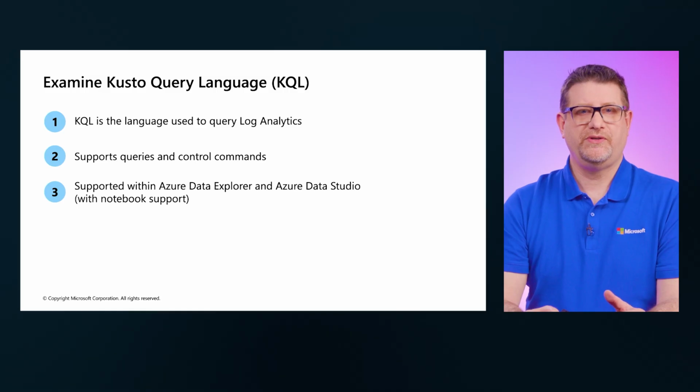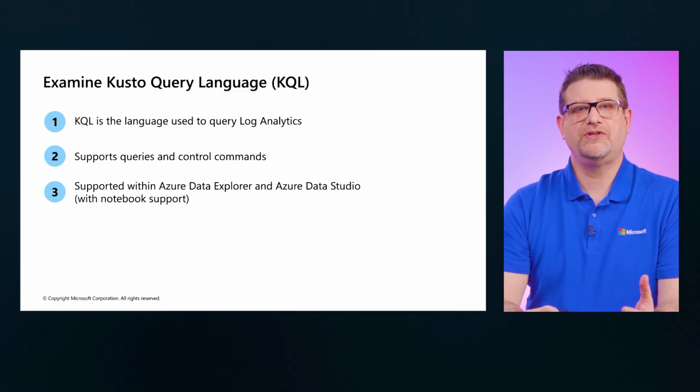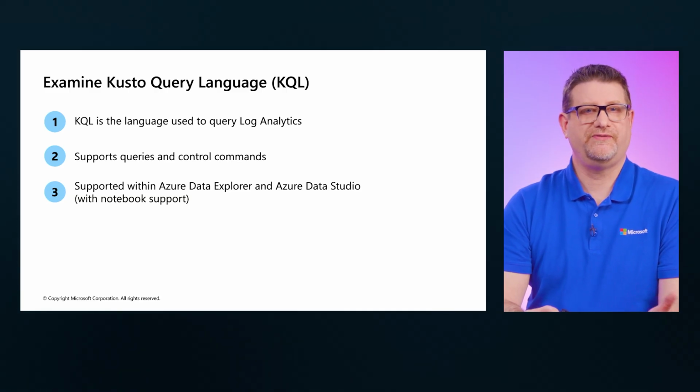The Kusto Query Language, or KQL, is the query language used in log analytics. It enables us to extract meaningful insights from large volumes of telemetry data quickly and efficiently. With KQL, we can perform advanced filtering, aggregation, and visualization of logs and metrics. Mastering KQL empowers teams to build precise queries that drive actionable insights and improve system reliability.